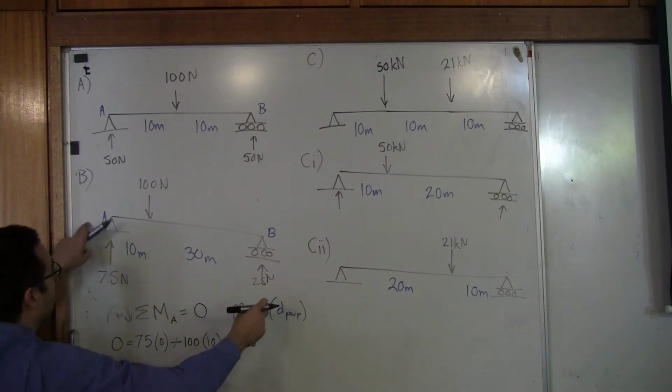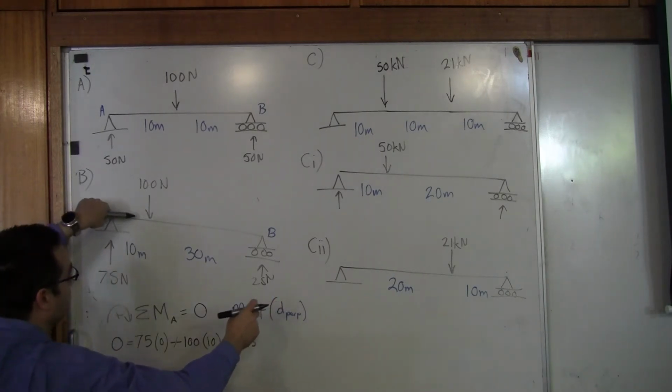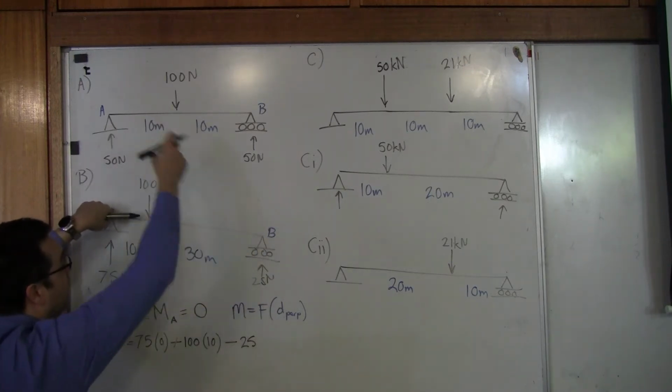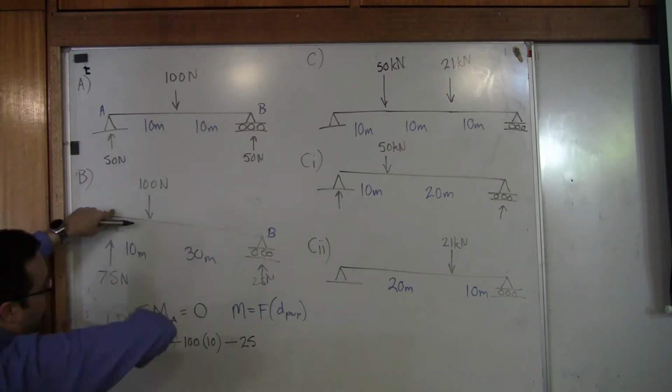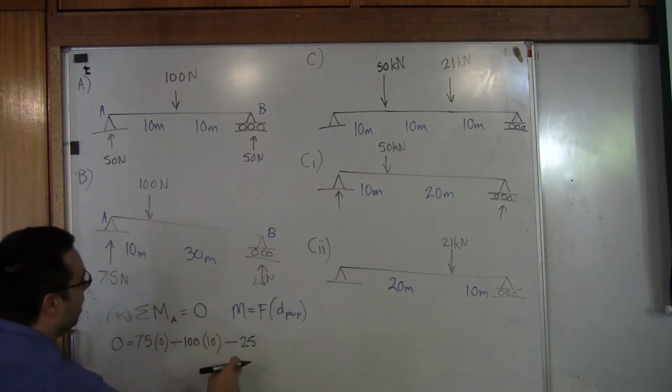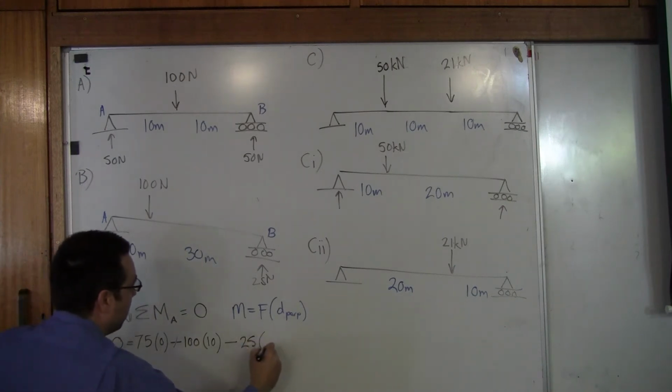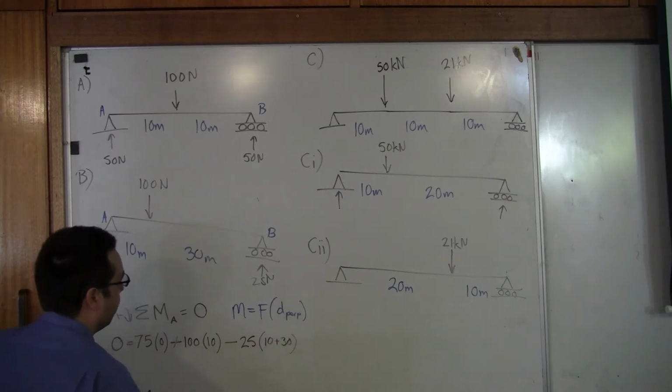Now, is it going clockwise or anti-clockwise? If I put my axle for my wheel on A and I press up, it's going anti-clockwise. So we're going to leave that as a minus sign. How far away is it from A? 40 meters. It is 10 plus 30, which is equal to 40 meters.